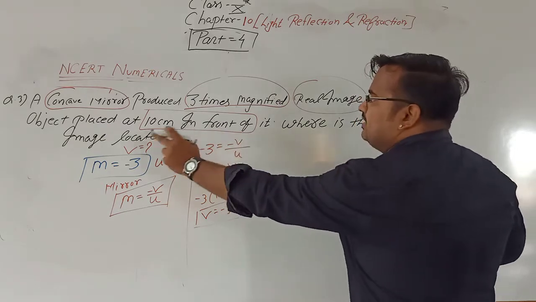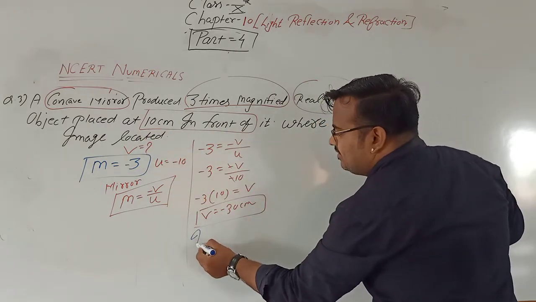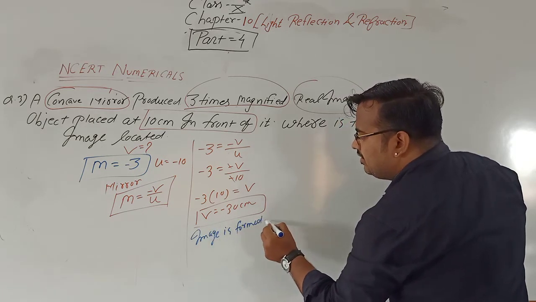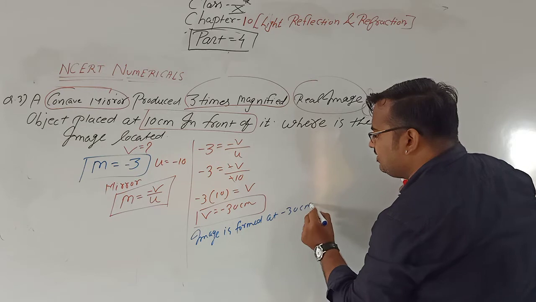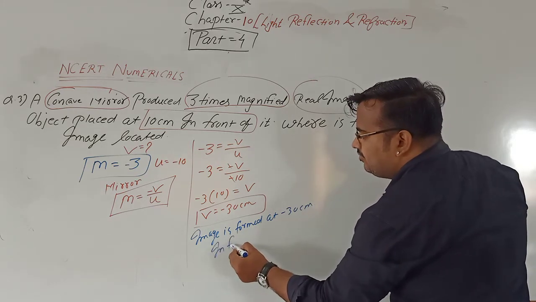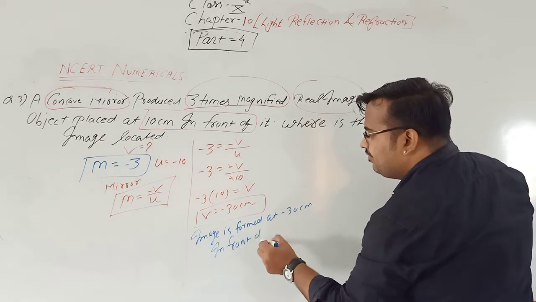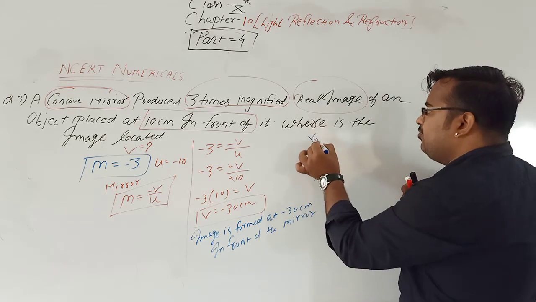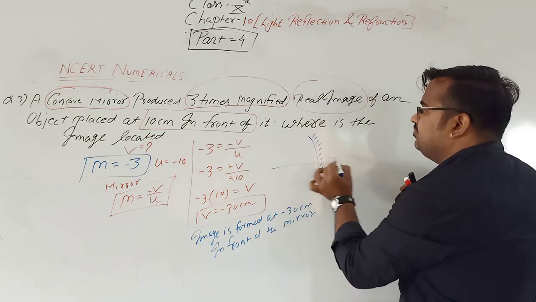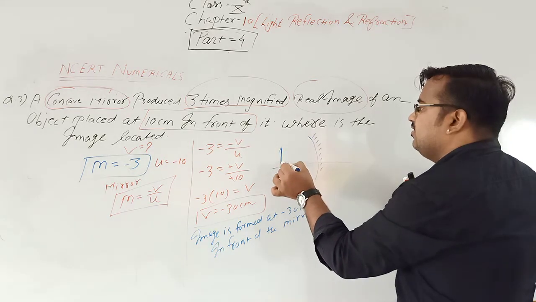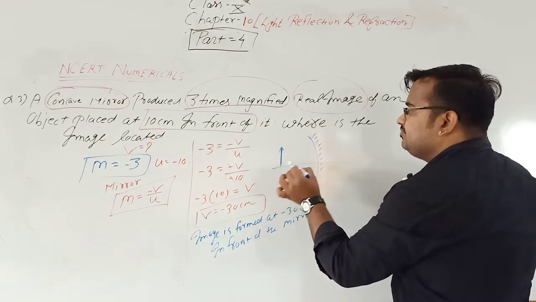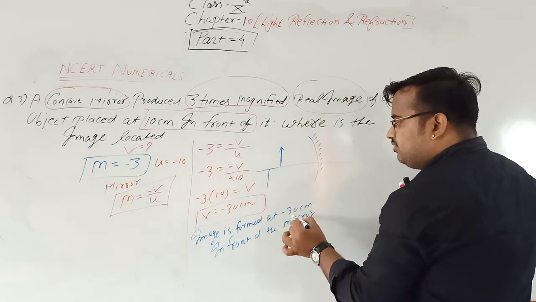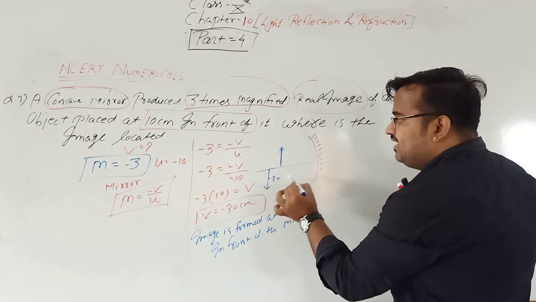Then where is the image located? The image is formed at minus 30 centimeter in front of the mirror. That means this is a concave mirror, this is the object, and the image is also formed somewhere here. Minus sign means an inverted image is formed.